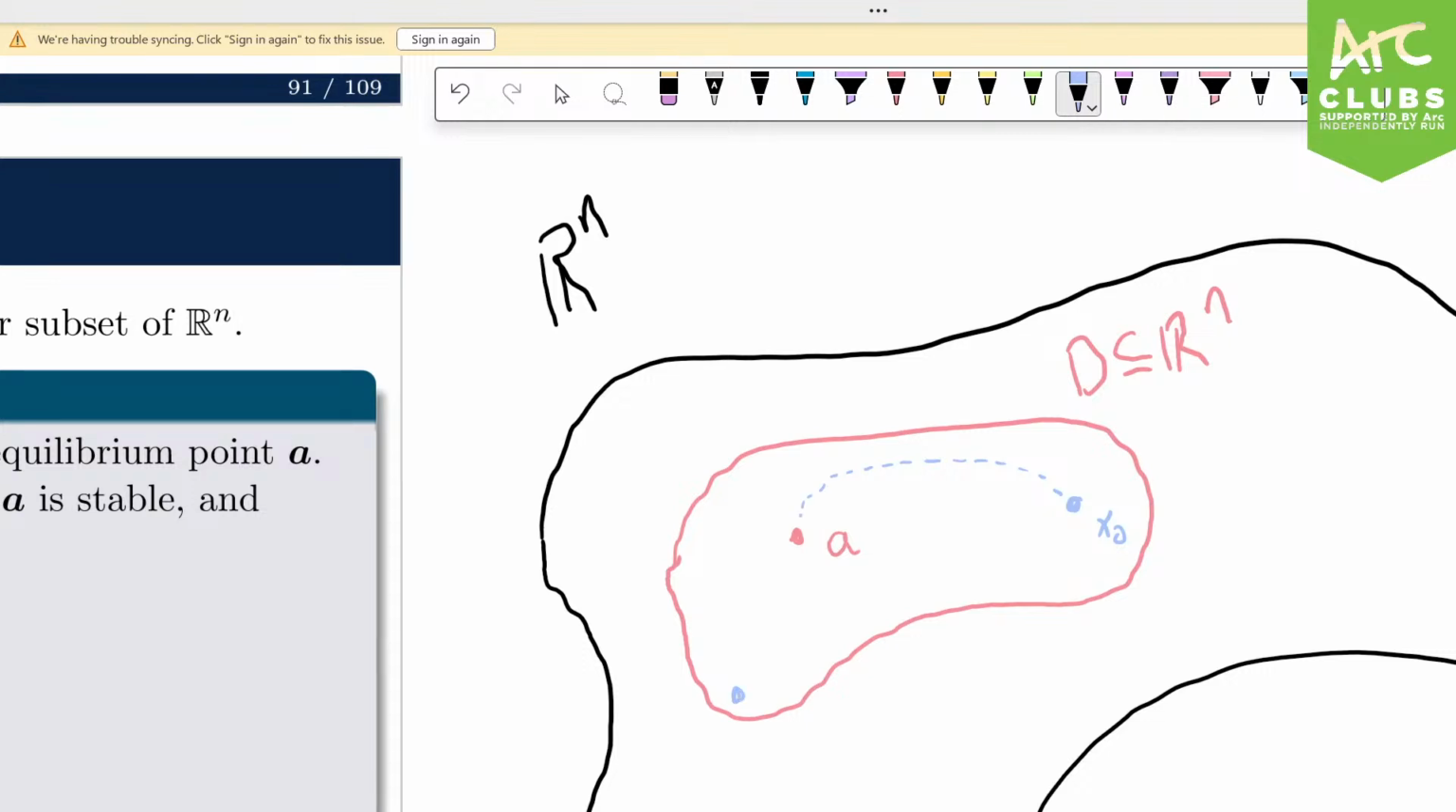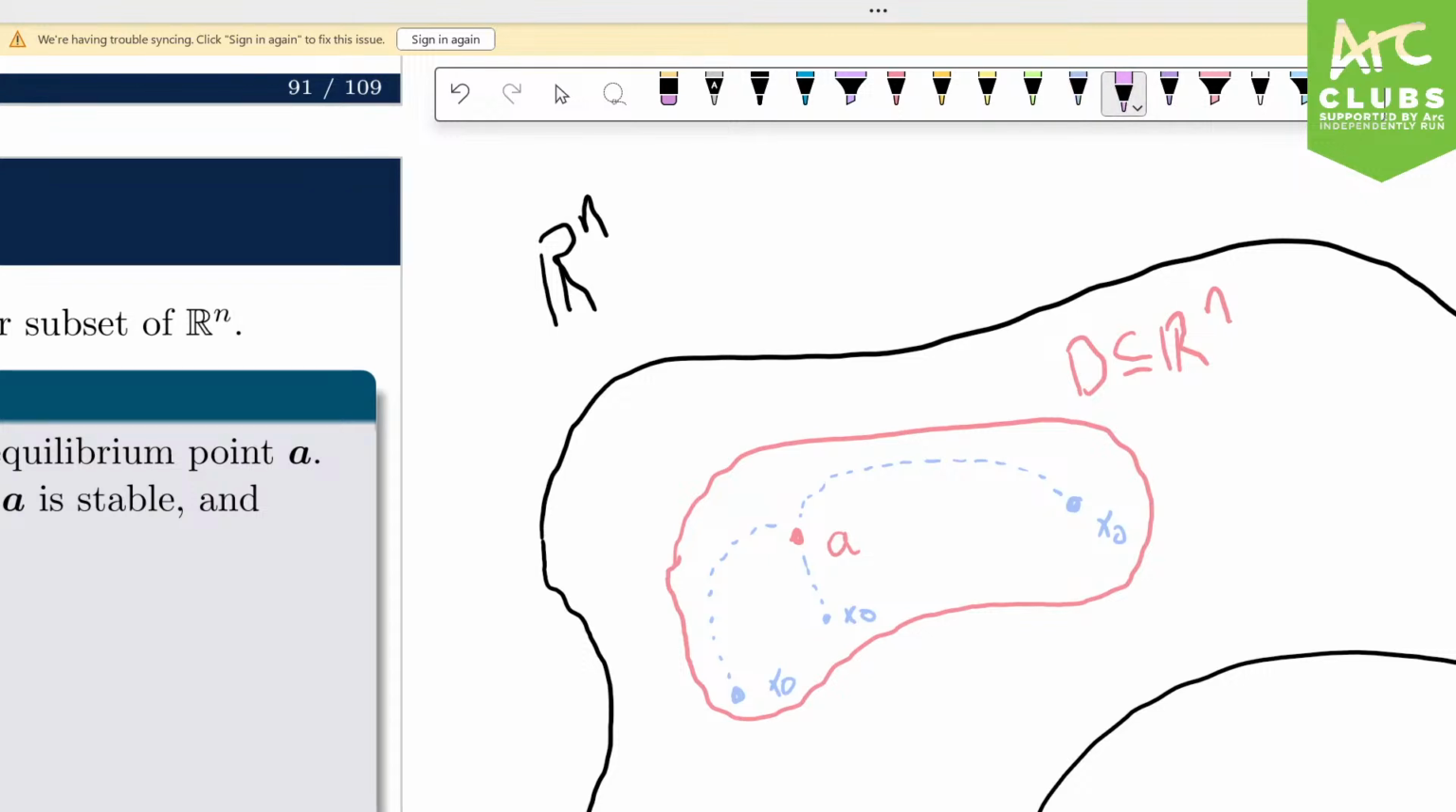Or if x naught is here, it might tend towards A. If x naught's here, it'll tend towards A. So it doesn't matter where you start in this region, it always floats towards A as t goes to infinity. So given enough time, it will approach A.